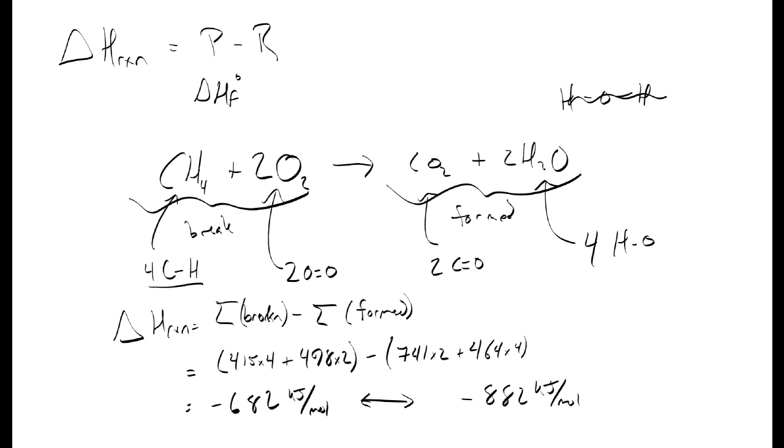And just to remind you, it's broken minus formed. So that's for individual bond enthalpies. When you're looking at enthalpies of formation, it's products minus reactants. For bond enthalpies, it's broken minus formed. Now, in general, not looking at numbers, just looking at trends, we can make some general statements.